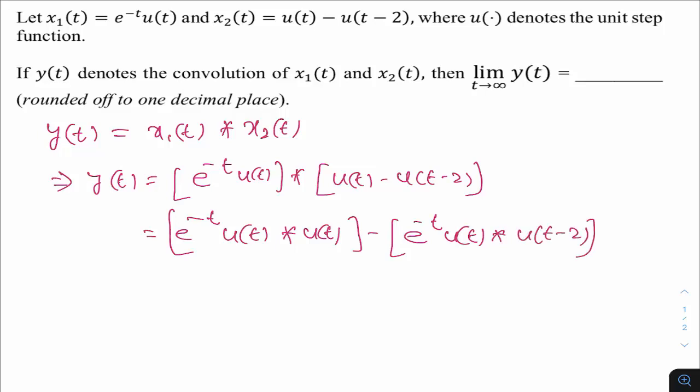The standard result, I hope all of you know: e raised to power minus at u t convolved with u t is given by 1 by a into 1 minus e raised to power minus at u t.